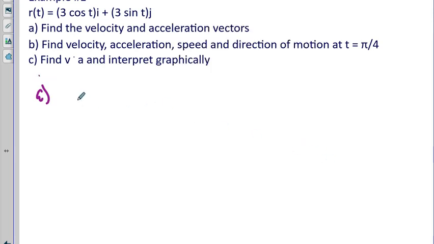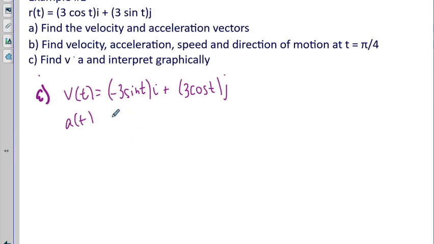So the velocity vector will be the derivative of the position. So the derivative of 3 cosine t is negative 3 sine t i, and then 3 cosine t j. Piece of cake, right? And then the acceleration will be the derivative of that. So the acceleration will be -3 cosine t i plus -3 sine t j. So that is the answer to part A.